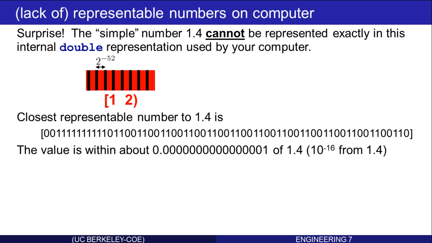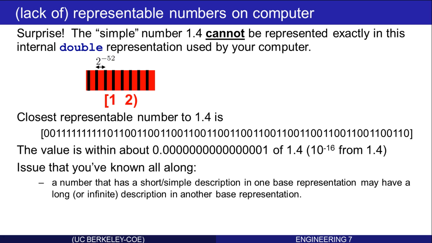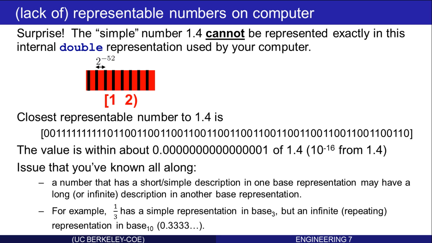What's going on here is an issue that you've known about all along with your background in arithmetic. A number that has a short or simple description in one base representation may have a long or infinite description in another base representation. For example, 1/3 is very simple to represent in base 3, but it has an infinite repeating representation in base 10, 0.33333. Notice above the repeating nature of the bits in our double representation of 1.4.